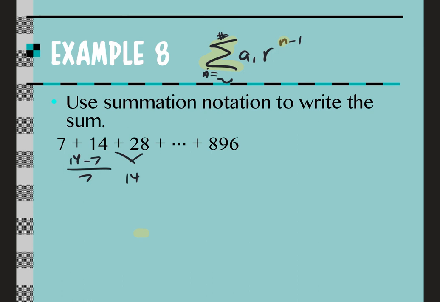Right? So then I check to see if it's geometric. How do I see if it's geometric? 14 over 7, 28 over 14. What's 14 over 7? 2. What's 28 over 14? 2. So this is geometric, okay? Sometimes they might appear to be the same, so you got to be careful and make sure you check.